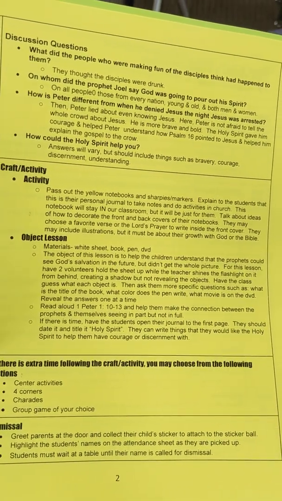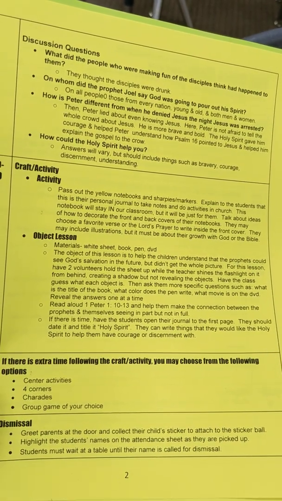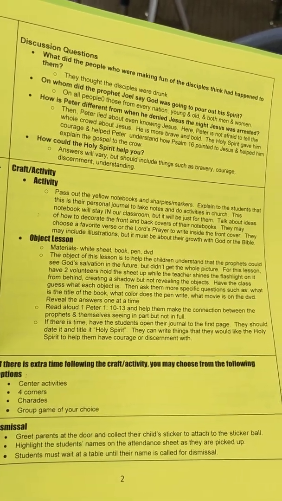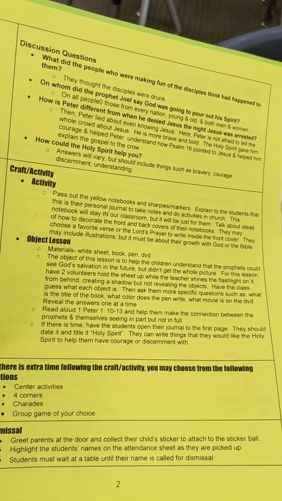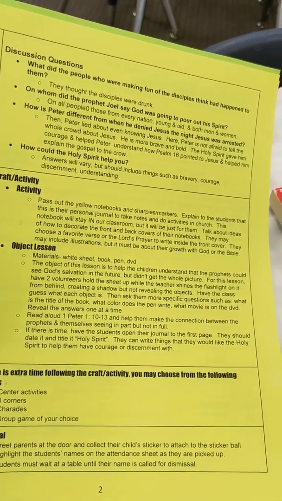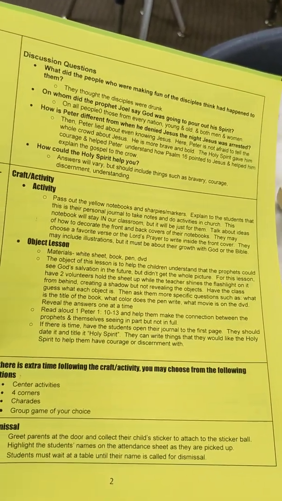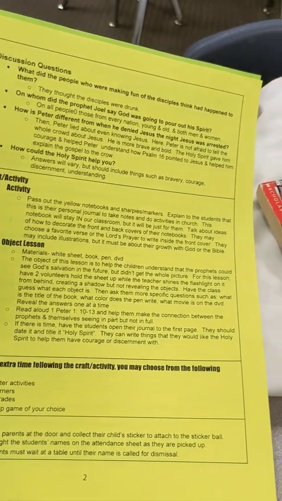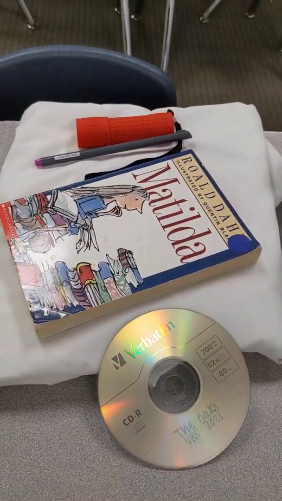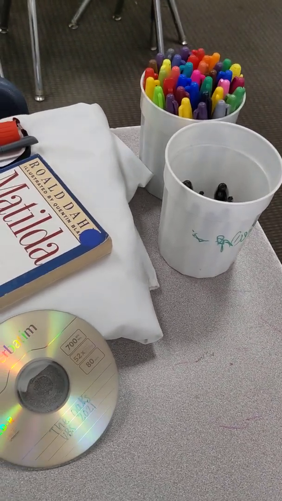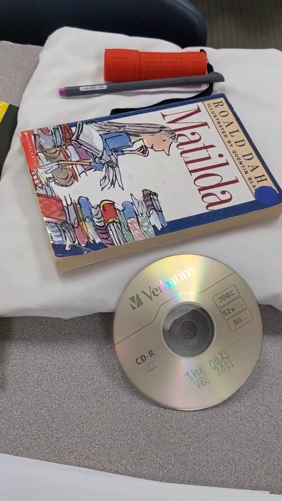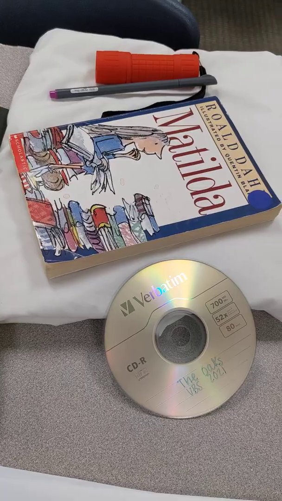Now, if there is time, which it's most likely not going to be, have them open their journal to the first page. They should date it and title it Holy Spirit. They can write things that they would like the Holy Spirit to help them to have courage or discernment with. So these are all the materials that you will need to do decorating the journals and to do the object lesson with the follow-up journal writing if there is time.